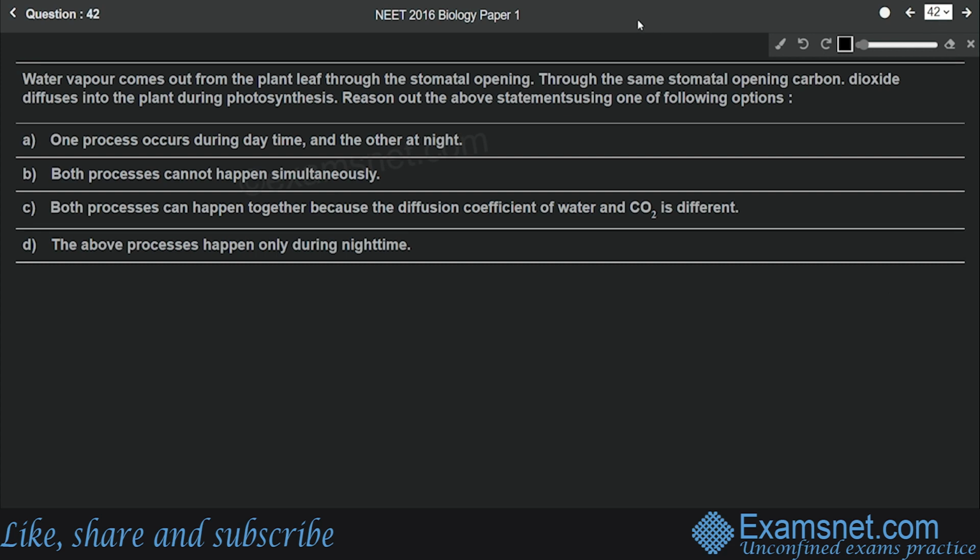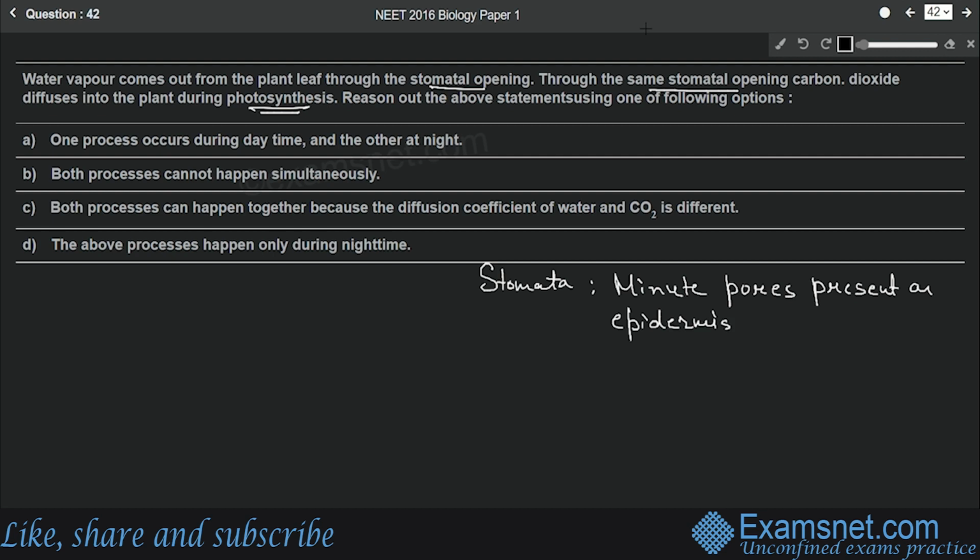Now question number 42 is from the chapter Transport in Plants, and the question is water vapor comes out from the plant leaf through stomatal opening. Through the same stomatal opening, carbon dioxide diffuses into the plant during photosynthesis. Reason out the above statement using one of the following options. So first let's understand what is stomata. We know that stomata are small openings or pores in the epidermis of the leaves, right? So let's write it down here. These are minute pores or openings present on epidermis of leaves. Epidermis means the outermost layer, right?